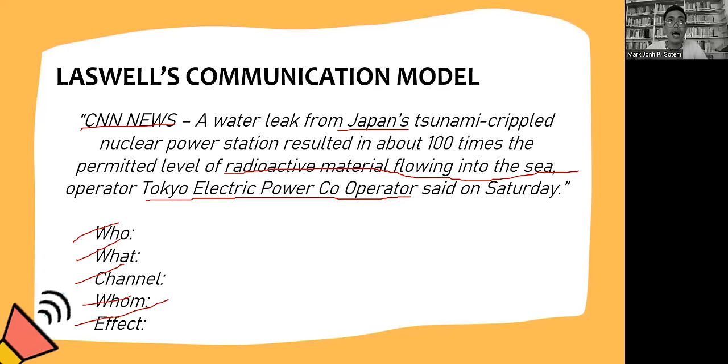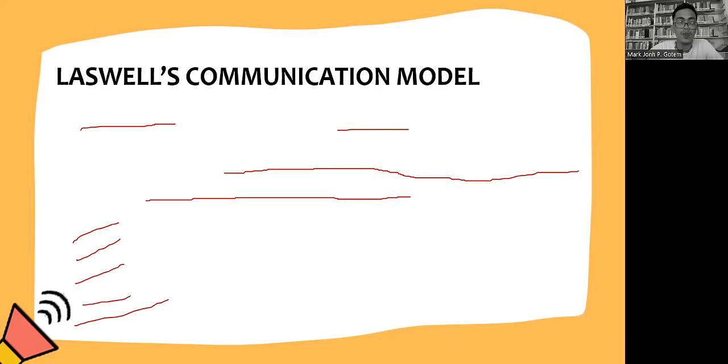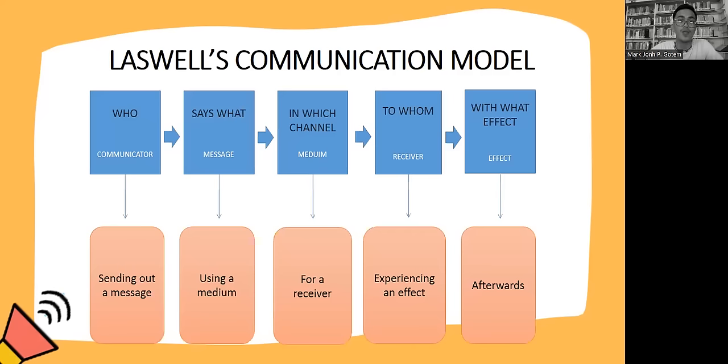And that is how we are going to identify the variables in Laswell's communication model when given a situation or scenario. Like for example, this CNN News item, and then you are asked to identify the who, the what, the channel, the whom, and the effect. I hope that's clear. If it's not clear, go back to my discussion about this Laswell's communication model.